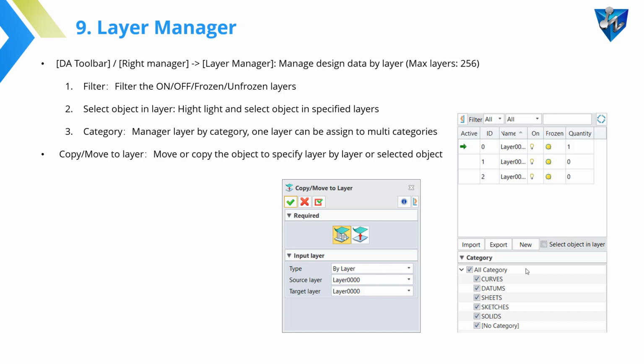Under the Layer Manager, we have the filter, which is used to filter on, off, frozen or unfrozen layers, and select the object in layer to highlight and select the object in a specified layer. Besides, we can manage the layer by category, and one layer can be assigned to multiple categories. Moreover, we can move or copy the object to a specified layer by layer or selected object. Let me show you some examples.